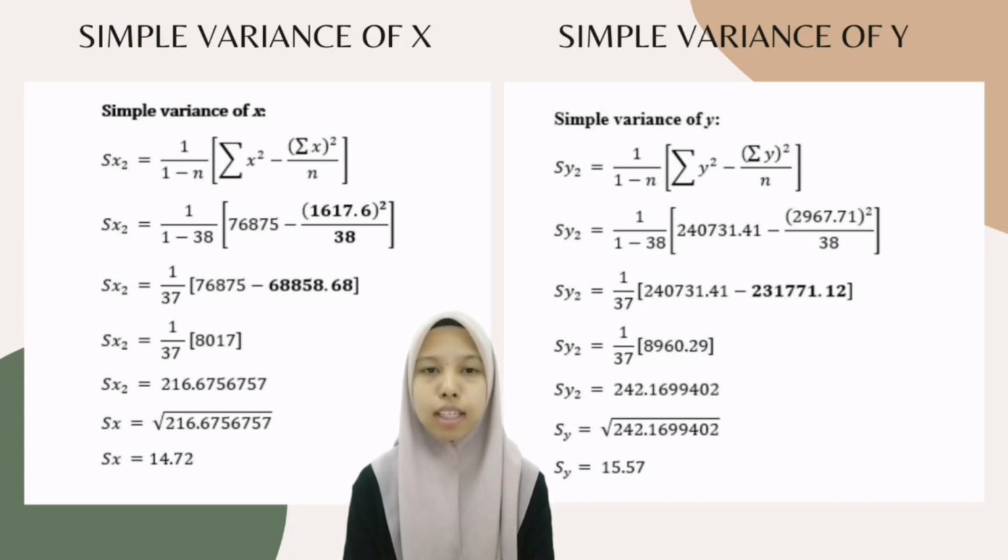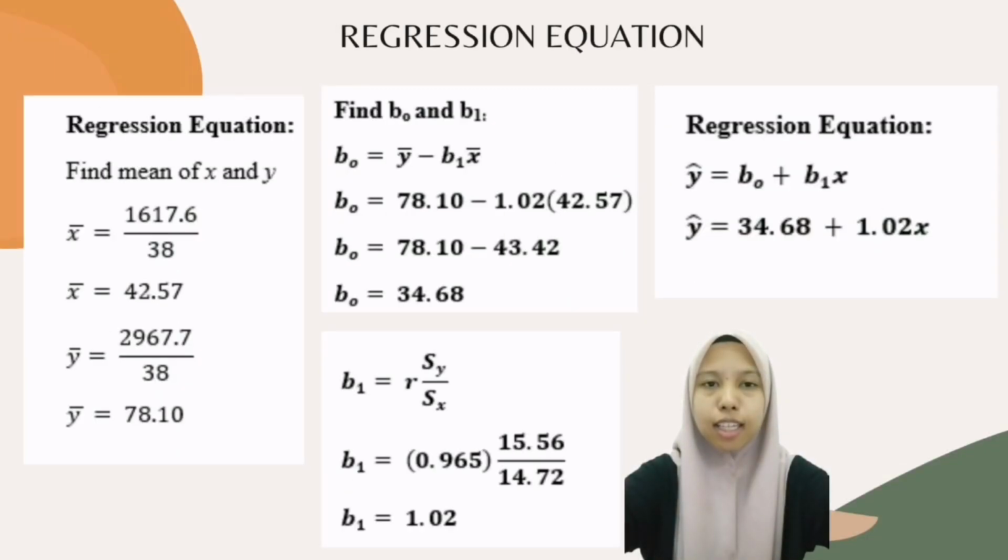Next, the formula for the simple variance of x: Sxx equals 1 over n minus 1 times the sum of x squared minus the square of the sum of x over n. Sxx equals 14.72. Next, the simple variance of y: Syy equals 1 over n minus 1 times the sum of y squared minus the square of the sum of y over n. Sxy equals 15.57.